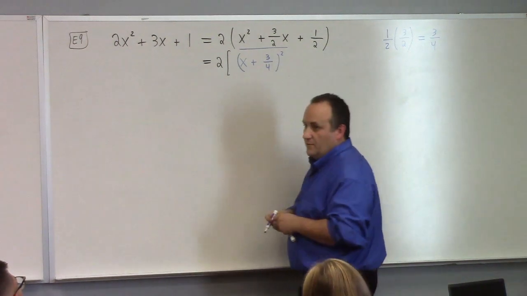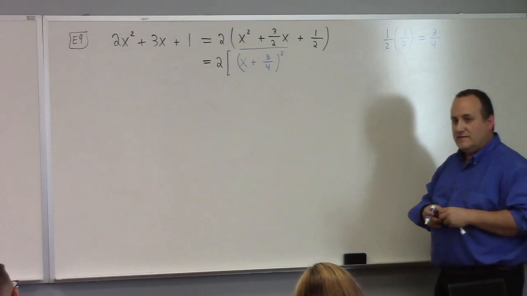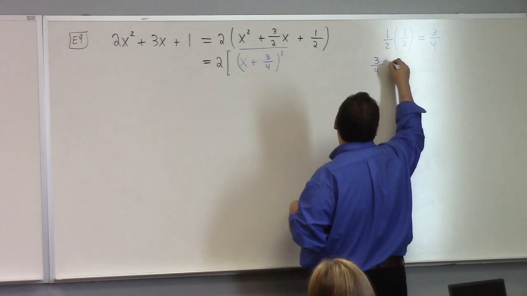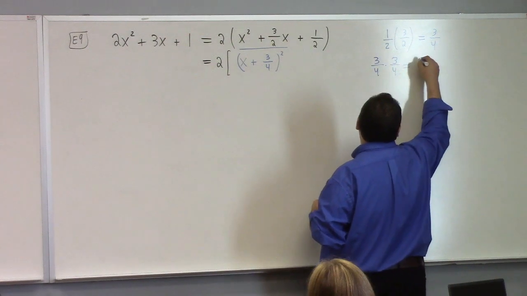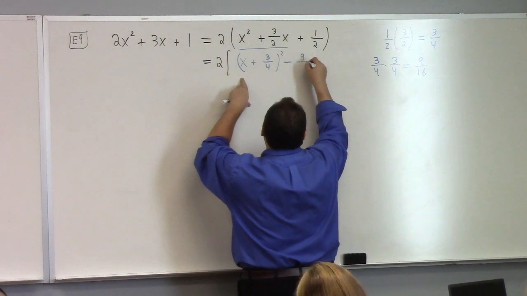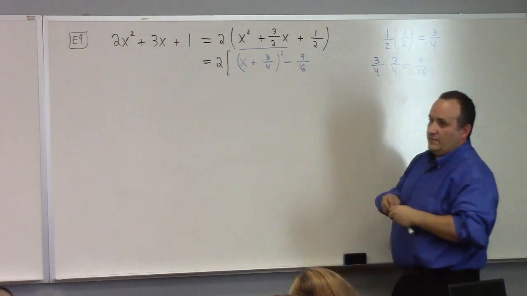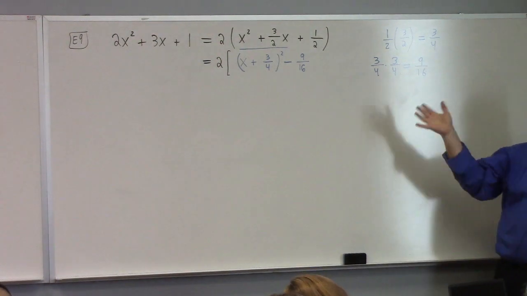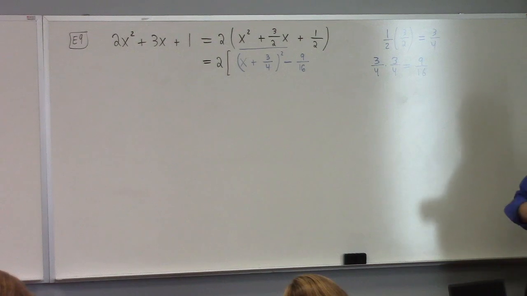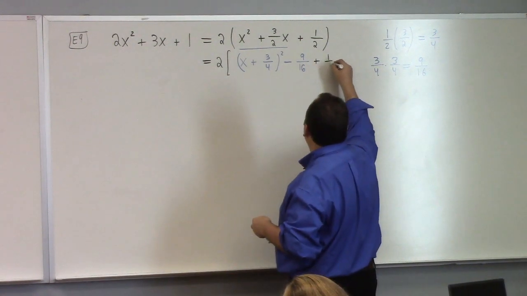What's the square of 3/4? It is 9/16. 3/4 times 3/4 is 9/16. So we have to subtract 9/16 here. What I wrote in blue is identically equal to what I underlined in blue in the step above. There's still the 1/2. We still have to add it. So there it is.